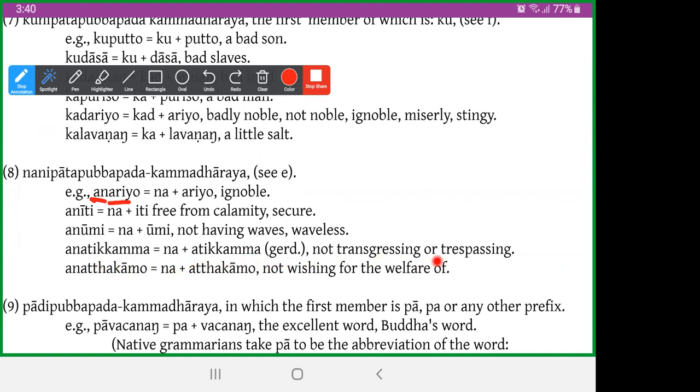Kama. Not transgressing or trespassing. Ana. Anatamo, na atakamo. Not wishing, wishing welfare for the welfare of. Okay.